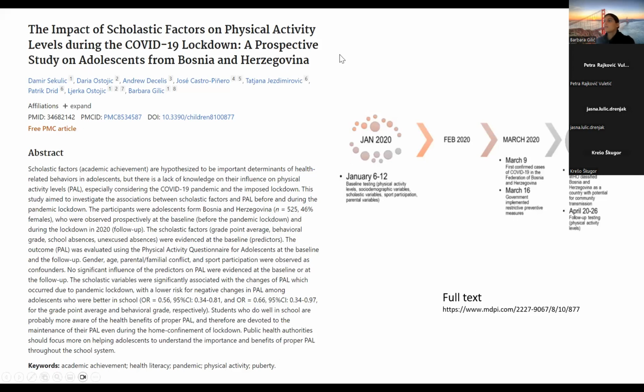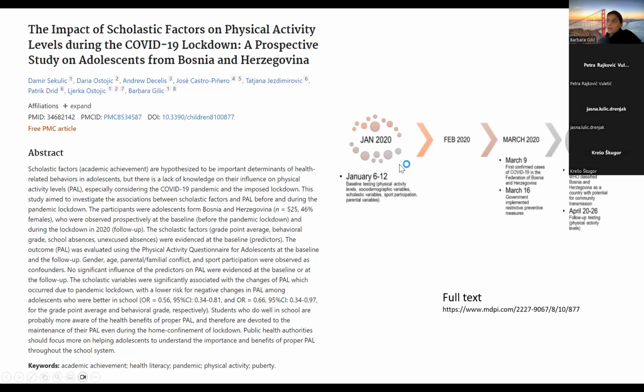As you can see in this graphical presentation, we firstly collected the data in January, that's before the COVID-19 lockdown was imposed, and the second testing was 3 months later on the same participants. That's very important to know, and we measured only physical activity levels.